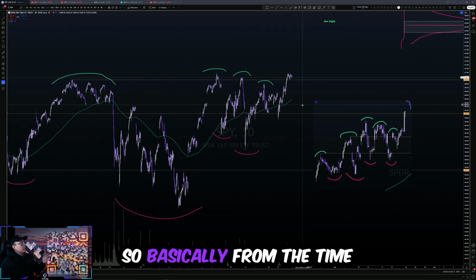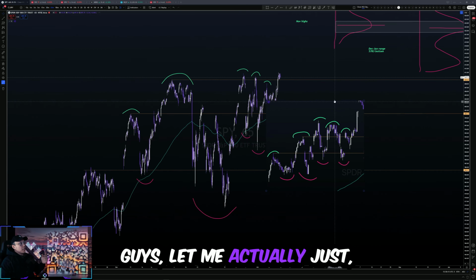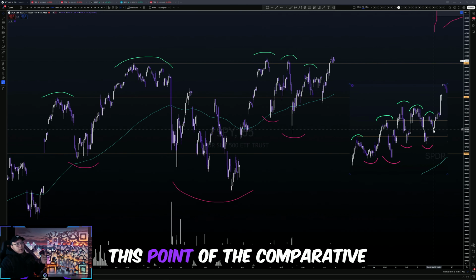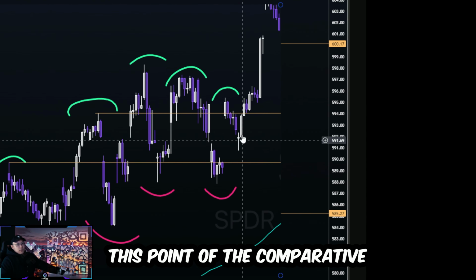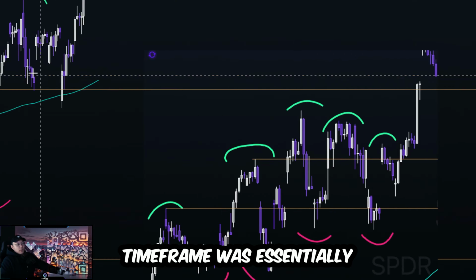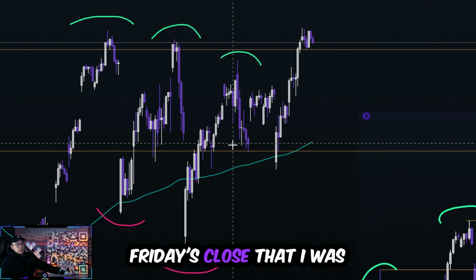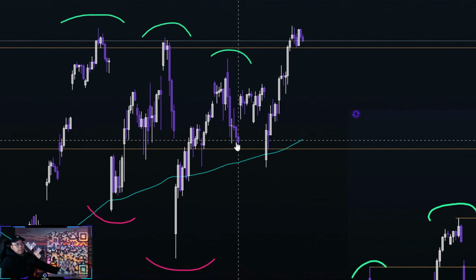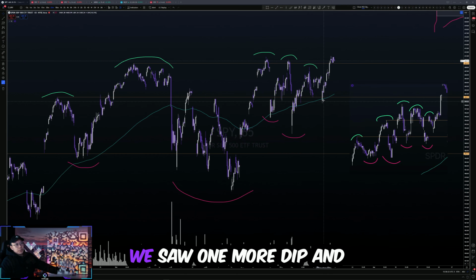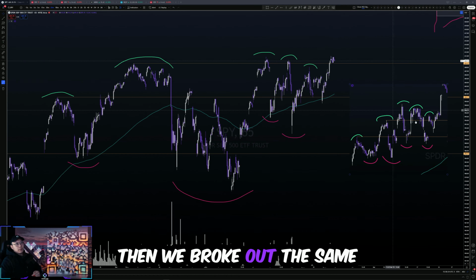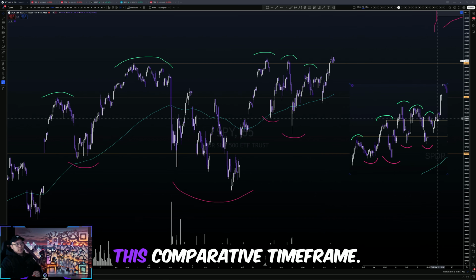So basically, from the time that I shared it with you guys, let me actually just move time frames here. This point of the comparative time frame was essentially Friday's close that I was looking at last Friday. And again, it took a little longer. We saw one more dip and then we broke out, the same exact way we broke out in this comparative time frame.